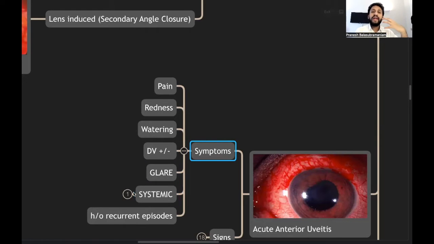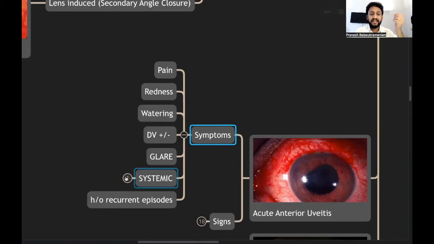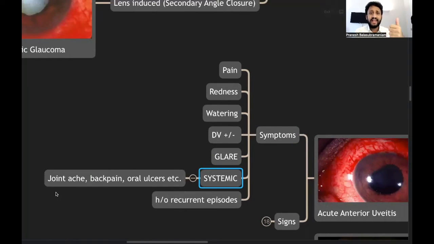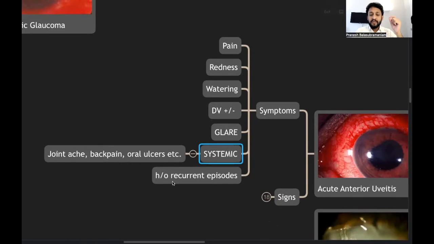The key point about uveitis is that you should always elicit a systemic history and always look for systemic signs. Systemic history includes history of joint aches, back pains, oral ulcers, any past history of tuberculosis, genital ulcers, and any contact with pets at home. There's a big spectrum of history you should elicit to diagnose a uveitis patient's systemic association. The key feature is a history of recurrent episodes, which you will not see in many other conditions. A patient with acute red eye coming with recurrent episodes of acute red eye, think of uveitis.